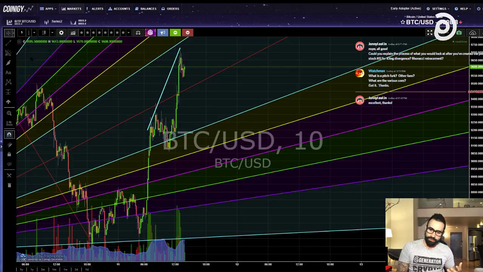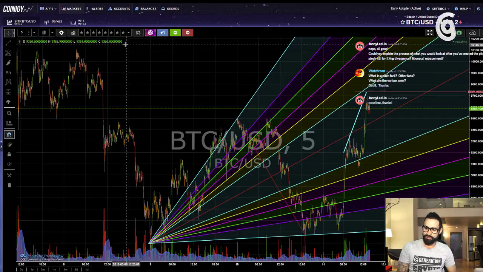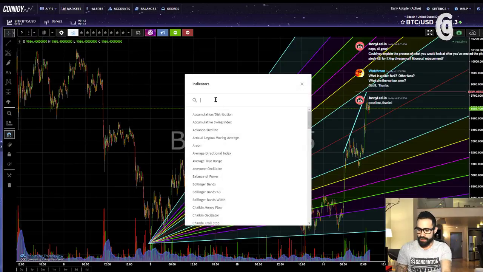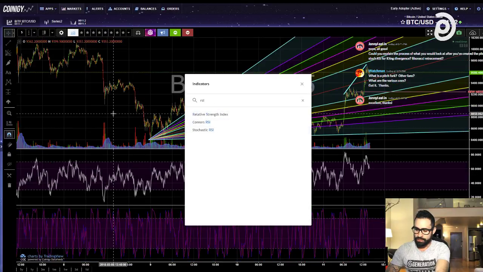I'm going to go to a 5-minute chart to see how this divergence is looking on a 5. Oh, we lost our RSI. I'm going to add a stochastic and a regular RSI.